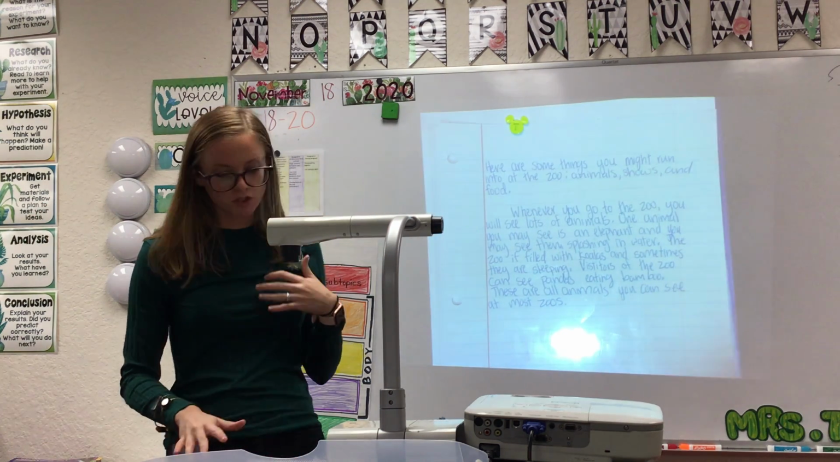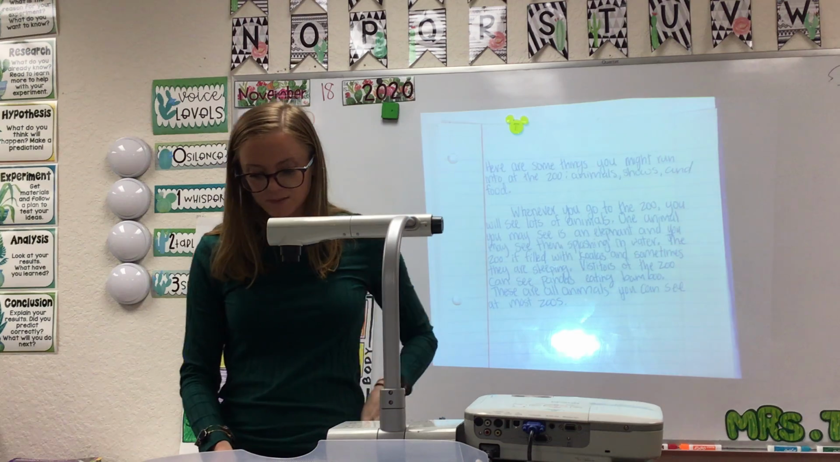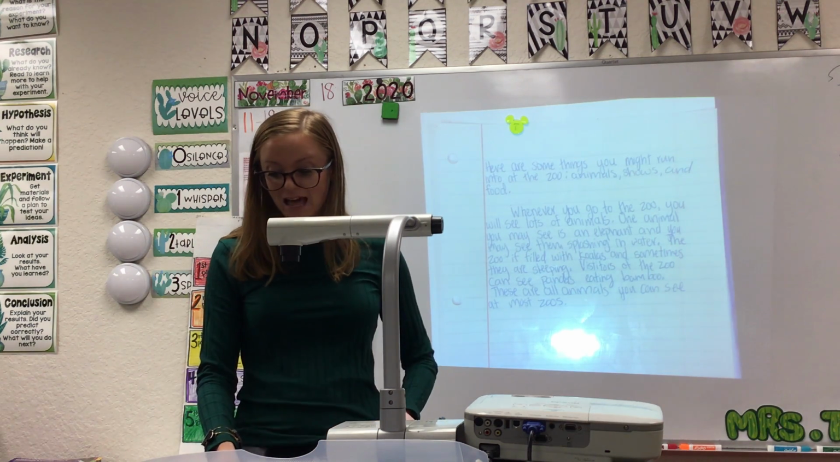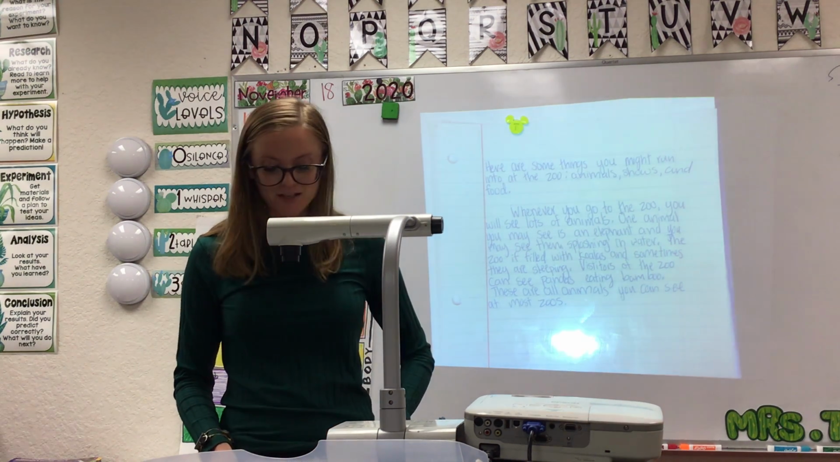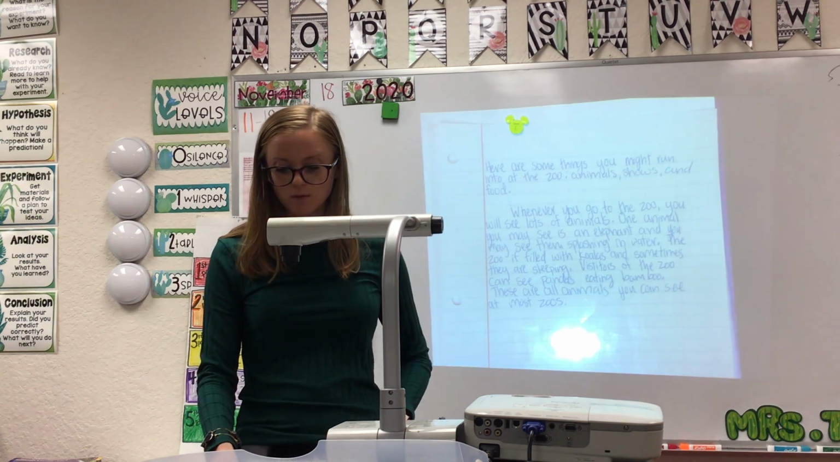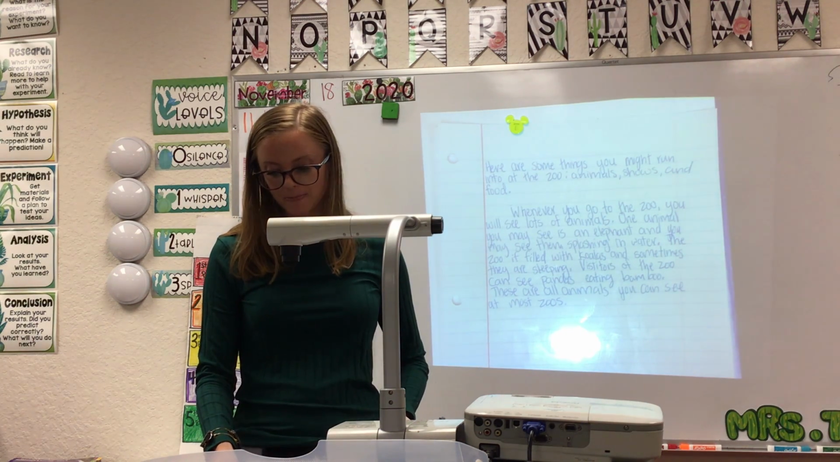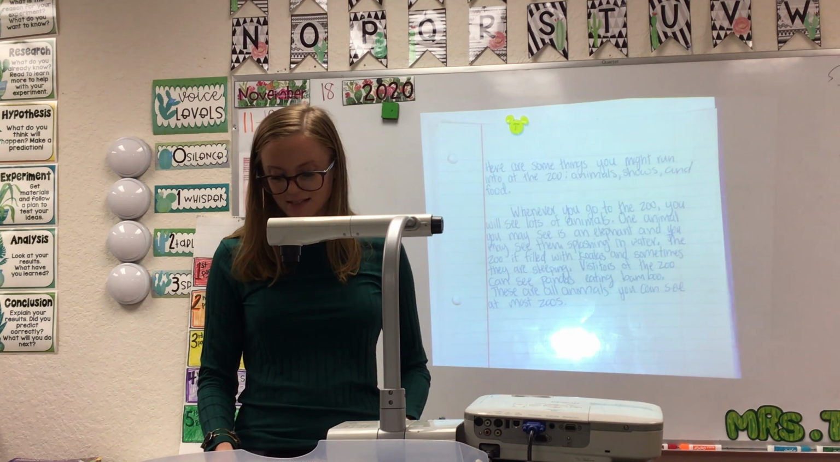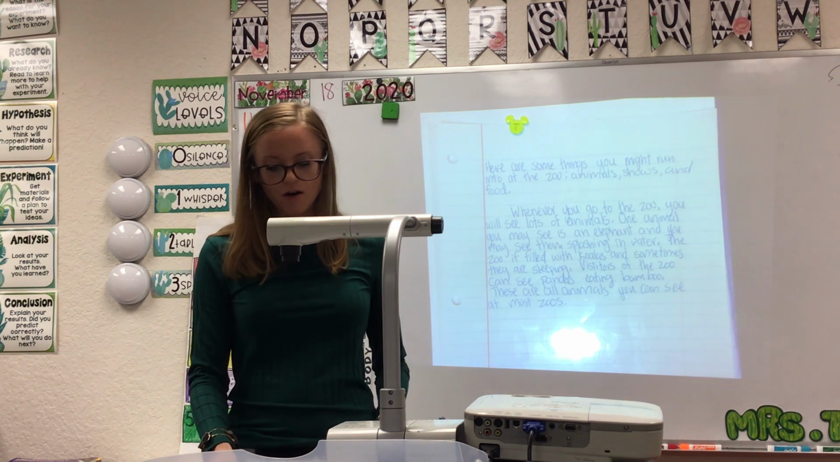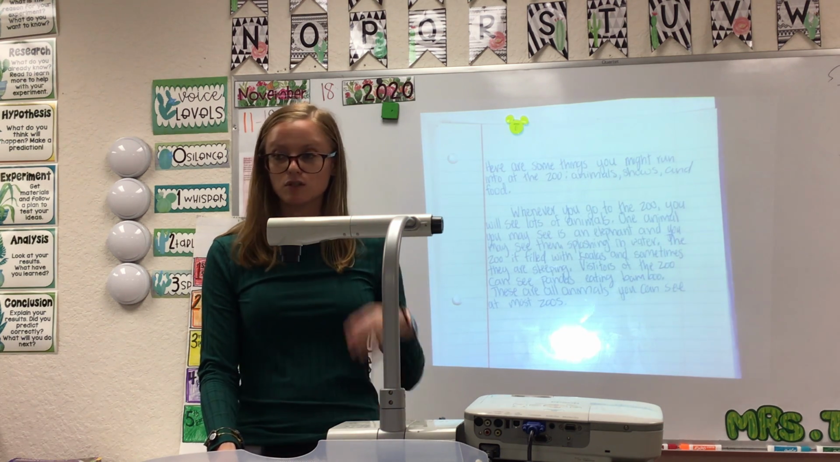Let's read the whole thing that we wrote together. Whenever you go to the zoo, you will see lots of animals. One animal you may see is an elephant, and you may see them splashing in water. The zoo is filled with koalas, and sometimes they are sleeping. Visitors of the zoo can see pandas eating bamboo. These are all animals you can see at most zoos.